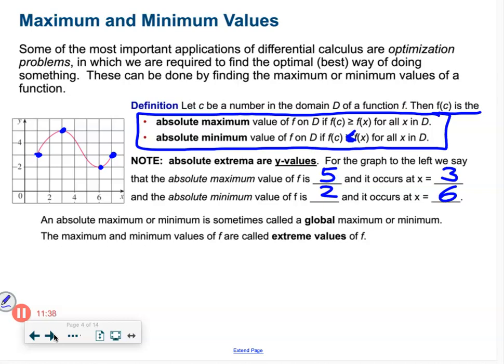So the absolute max is 5. It occurs at x equals 3. The absolute min is 2. It occurs at x equals 6. A couple little notes about terminology. The words absolute max and global max are interchangeable. So some books will call them global extrema. Some books will call them absolute extrema. It's the same thing. It's just 2 different words for the same thing.